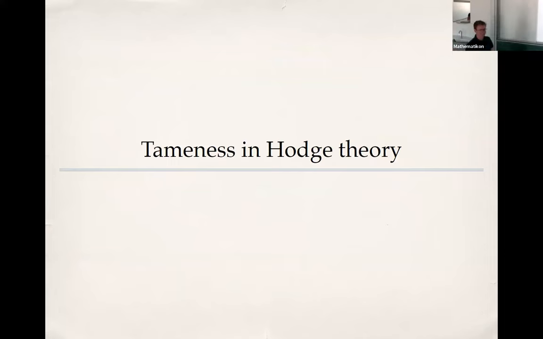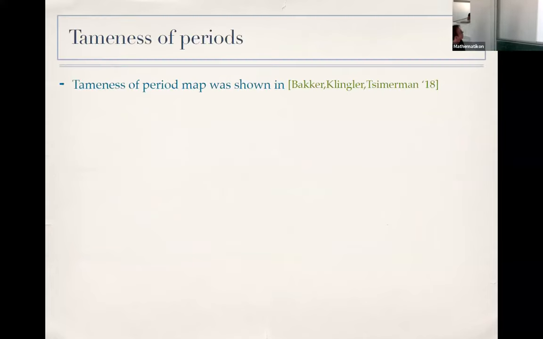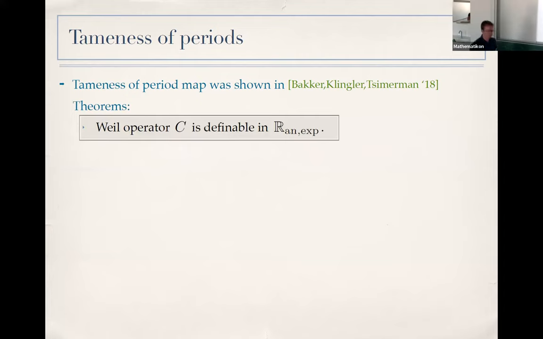Now, why is this all exciting? It's exciting because the things which appear in Hodge theory are actually tame functions. The tameness of the period map was shown in this 2018 paper, and essentially it proceeds in a couple of steps. The first thing which you show is that the Weyl operator is actually definable, so it's a tame function in this R and X. So why do you need the X?